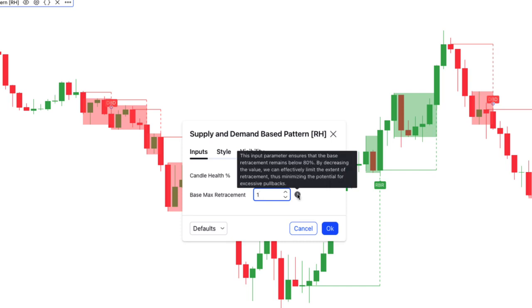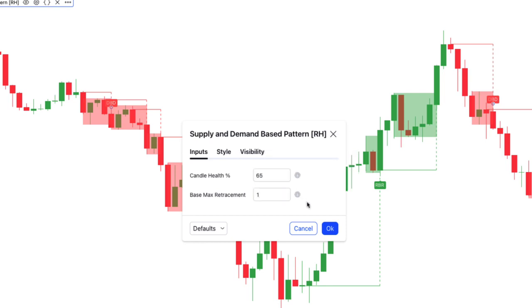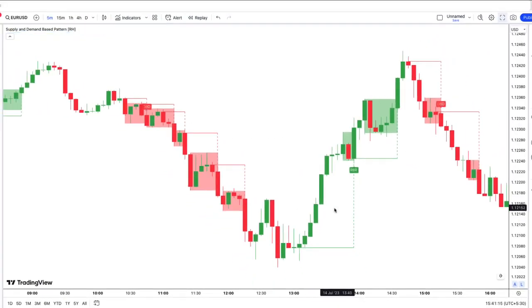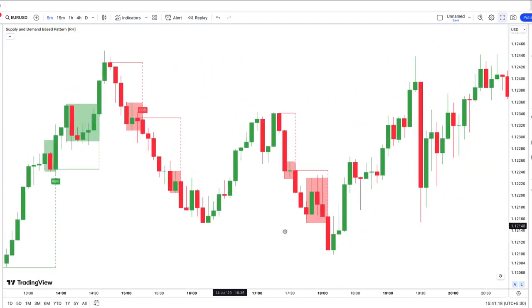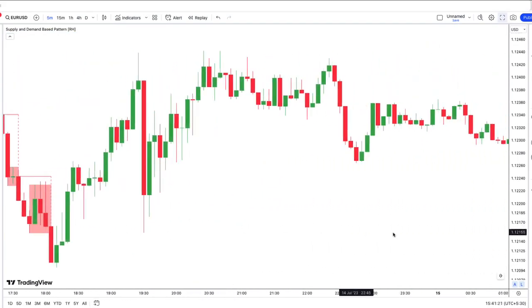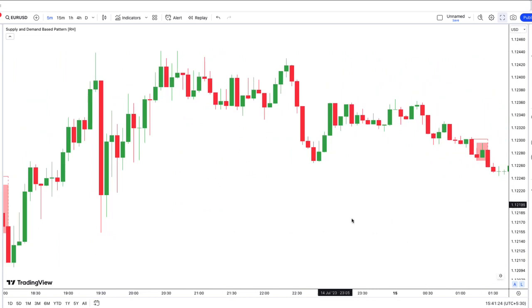Our strategy, however, calls for a boost in base max retracement, up to the value of 1. This increase will allow our approach to accommodate broader bases while still maintaining a reasonable level of reliability and effectiveness in our trading. Now, it's time for us to shift our focus to our second indicator in the lineup.